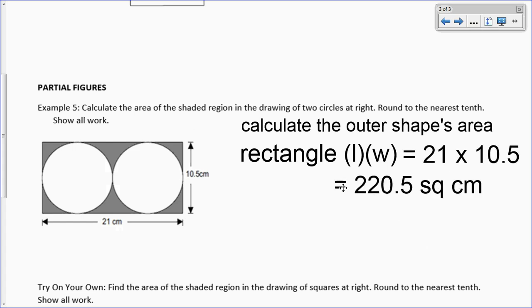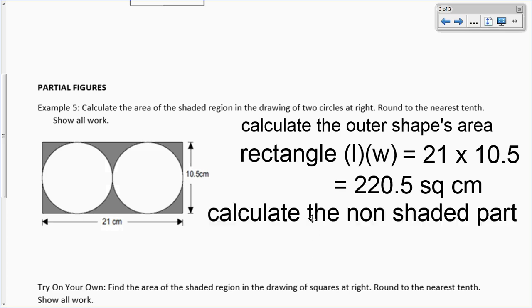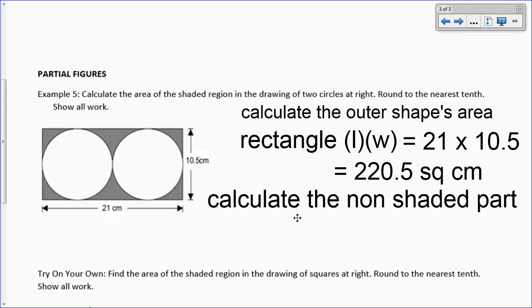To calculate the non-shaded part, we are finding the area of each circle and multiplying it by 2, because they're the same size. So twice the area of a circle.